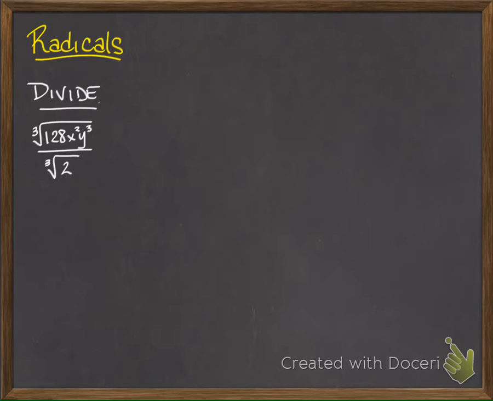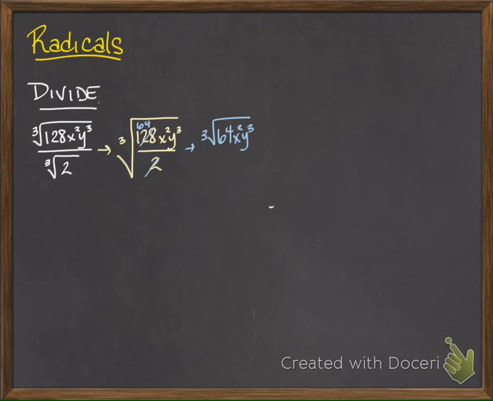In this case, we're presented with something that is two individual radicals as numerator and denominator. It might make sense to put them together before we get started. You can rewrite them under one radical. So we get 128x squared y cubed over 2. 128 divided by 2 is something we can do. So we get the cube root of 64x squared y cubed.